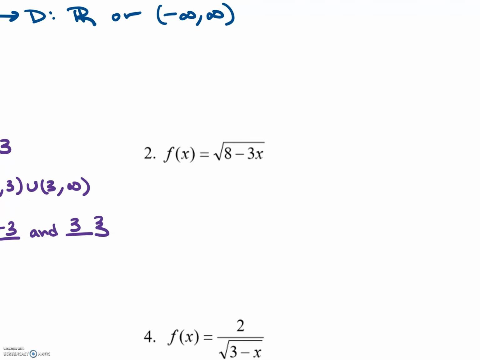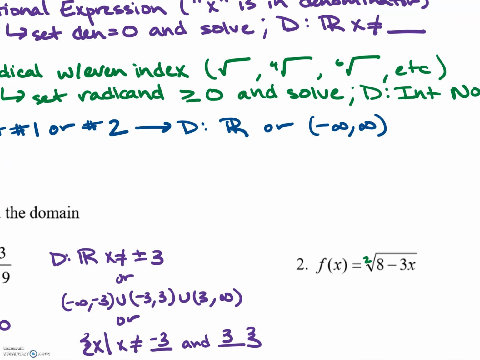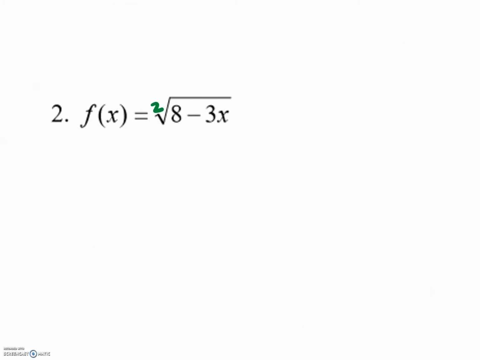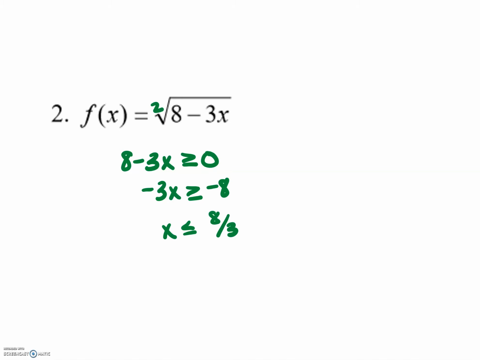Alright, number 2, notice I have a radical and the understood index is a 2, so this is going to fall under case number 2 where we have a radical with an even index. So all I'm going to do is take my radicand, so that's simply what's underneath the radical, and set it greater than or equal to 0. It's always going to be greater than or equal to 0. So now I'm going to solve. So I'm going to subtract 8, divide by negative 3. Remember, I divide by a negative, so I have to flip the sign.